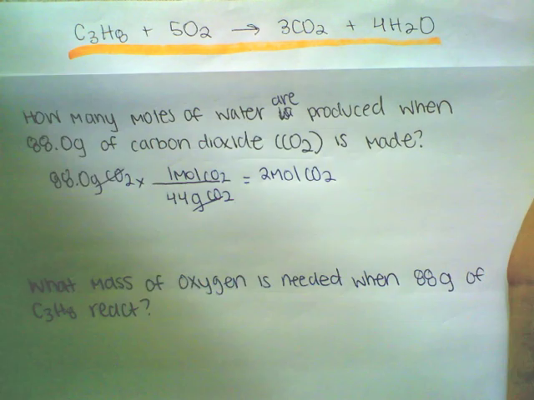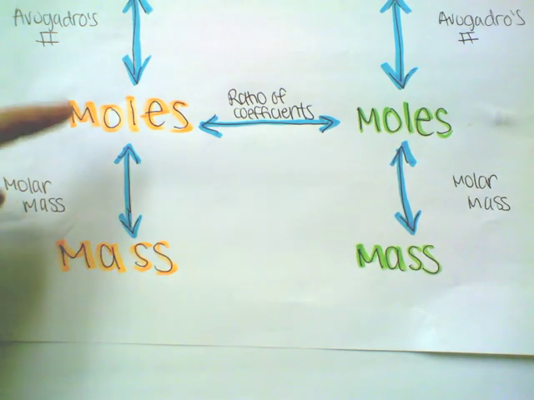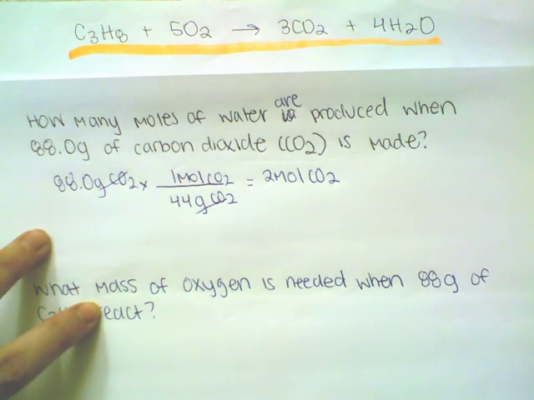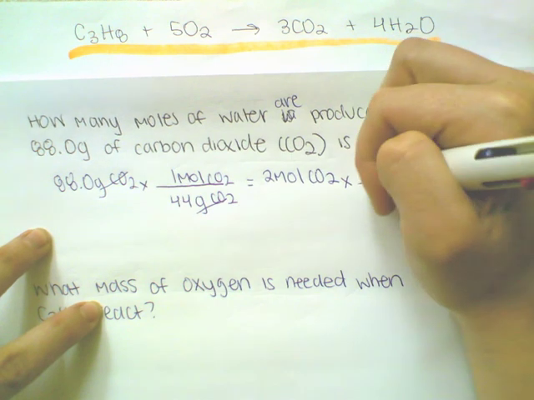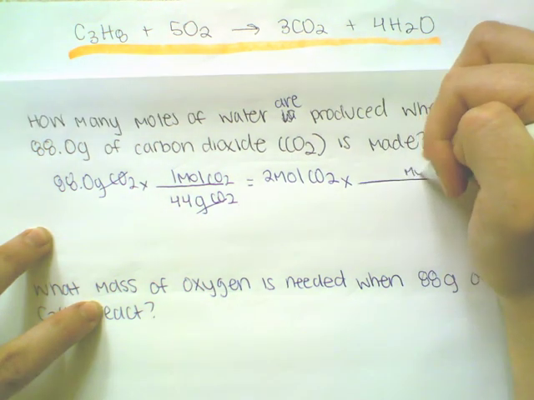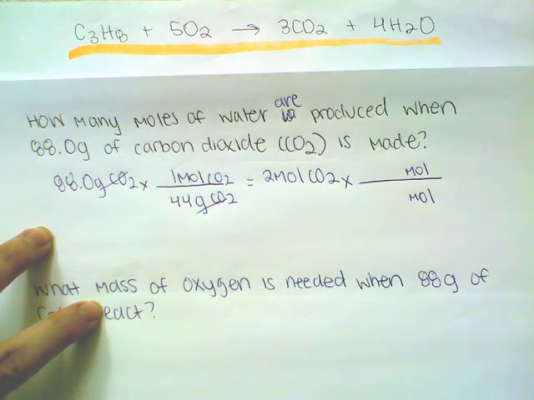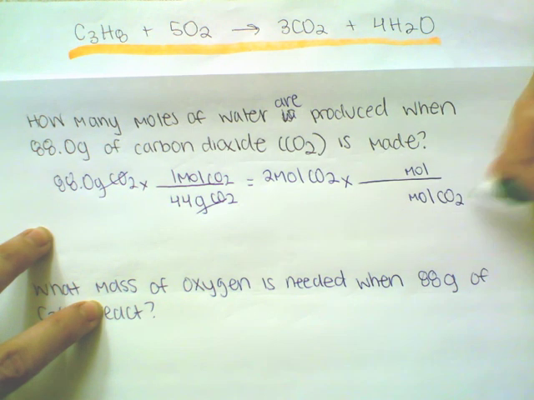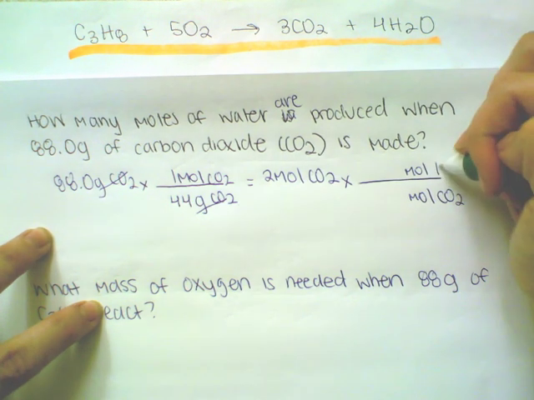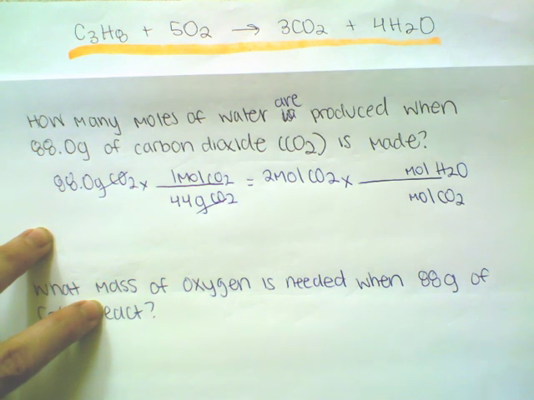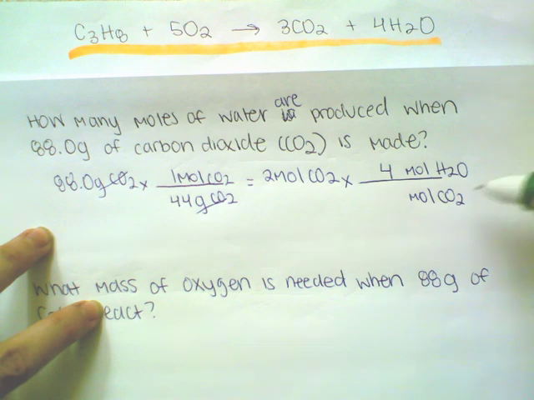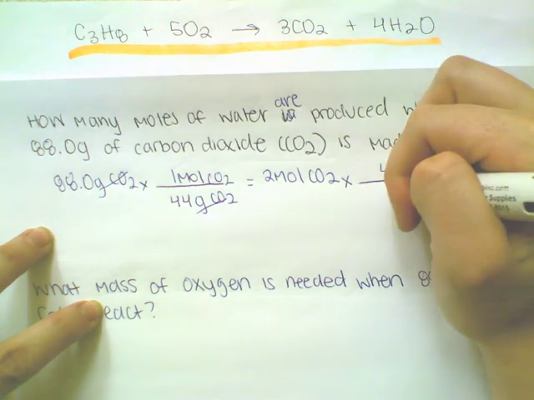Okay, so I went from mass to moles. Now I'm going to go moles to moles, and I will be done because the question asked for moles of water. So ratio of coefficients, I know I'm going to have moles over moles. Okay, I'm starting with moles of carbon dioxide, so I'll put moles of carbon dioxide on the bottom. I'm looking for moles of water, so I have moles of water on the top. The coefficient for water is 4. The coefficient for carbon dioxide is 3. So we're getting these numbers from the balanced equation.